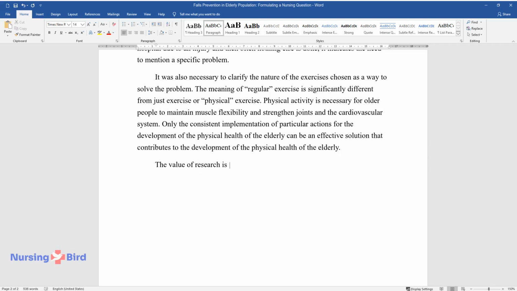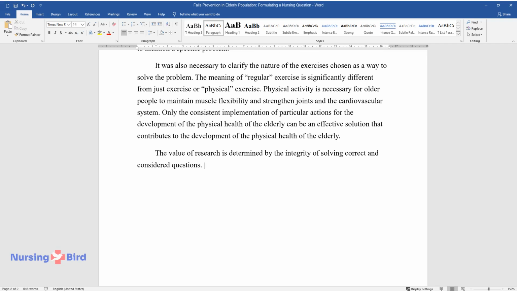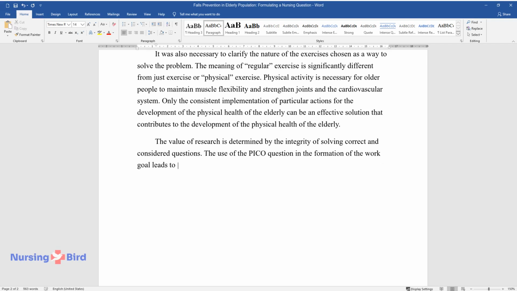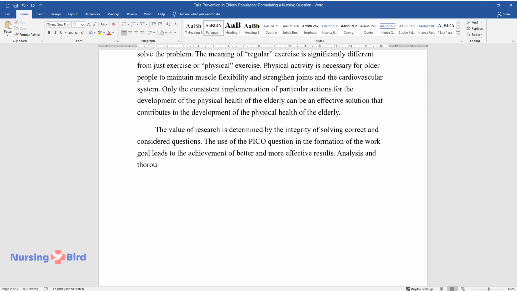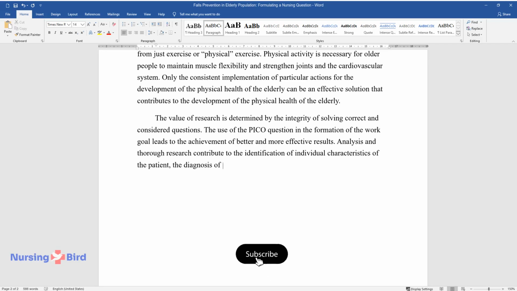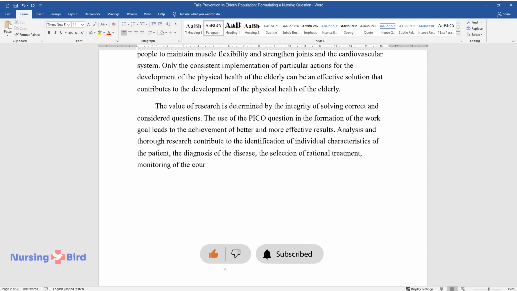The value of research is determined by the integrity of solving correct and considered questions. The use of the PICO question in the formation of the work goal leads to the achievement of better and more effective results. Analysis and thorough research contribute to the identification of individual characteristics of the patient, the diagnosis of the disease, the selection of rational treatment, monitoring of the course of the disease, and determining the prognosis.